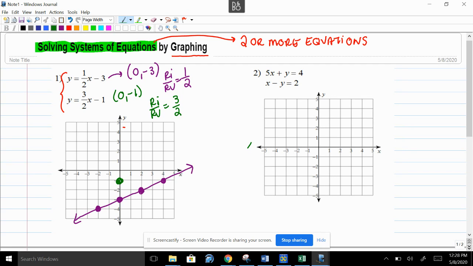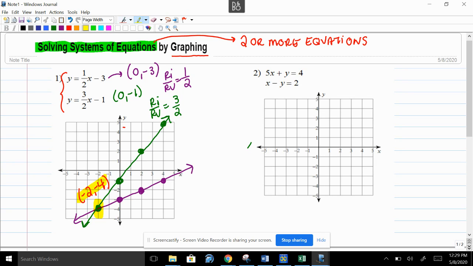Now I rise 3, 1, 2, 3, run 2. There's my next point. If I want to go backwards, 1, 2, 3, 1, 2. You probably are seeing now what happens. My green line looks something like that. What do you think the answer is? Well, that's why I wanted to give you a visual, guys. The answer is the point where they cross. So that point is going to be the answer to the question, and that point is (-2, -4). So the solution to this system is the ordered pair (-2, -4).